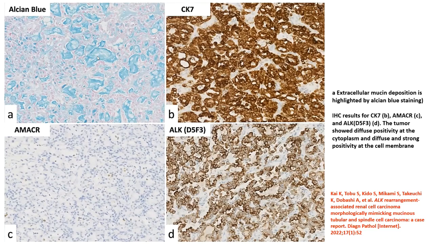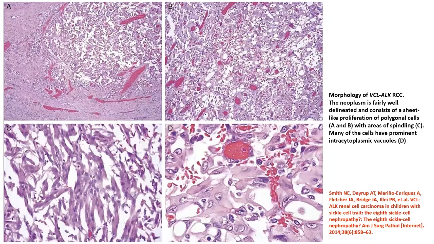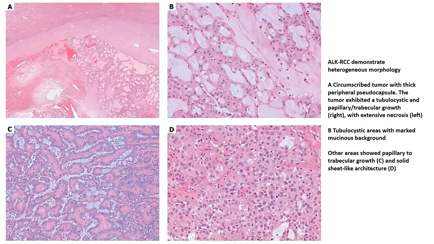And IHC wise, they have a characteristic profile in the sense they usually diffusely express CK7 but are negative for MKR, and they have a strong positivity for ALK within the cytoplasm, usually with a bit of an exacerbation towards the region of the membrane. So as I have already said, they are usually composed of polygonal cells with the presence of prominent vacuoles within the cell. And they have also got a spindle cell element. And as you can see in the background, you also get these sickled RBCs, which is a sign of the hemoglobinopathy that these patients have in the background.